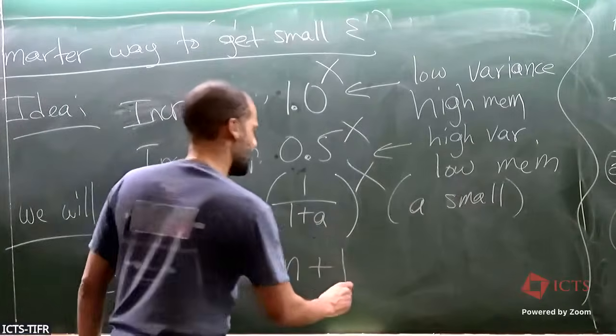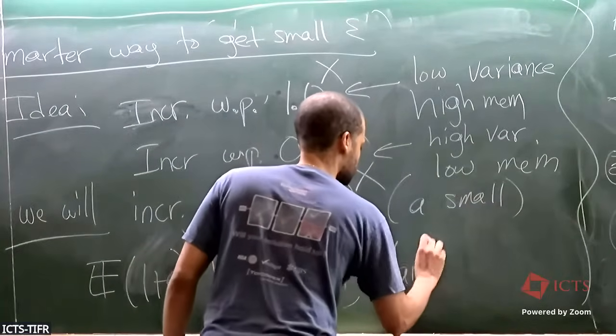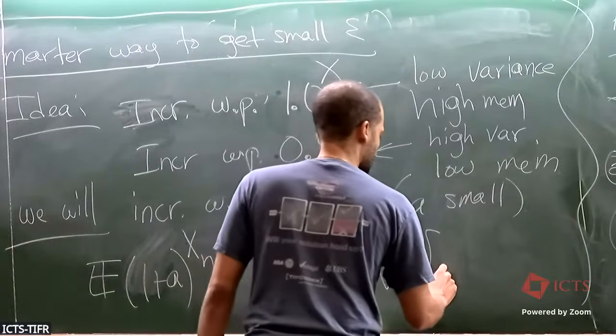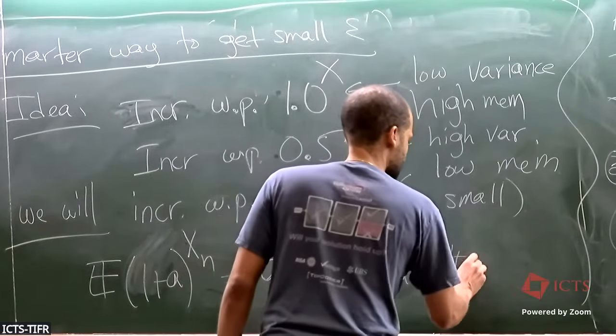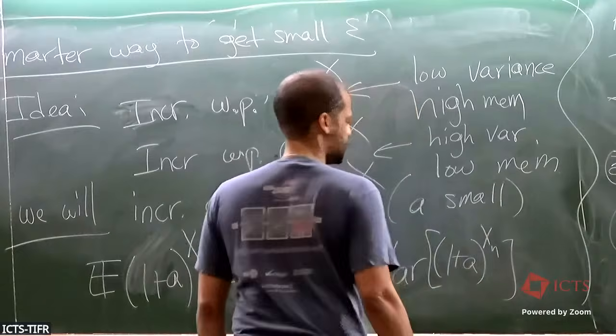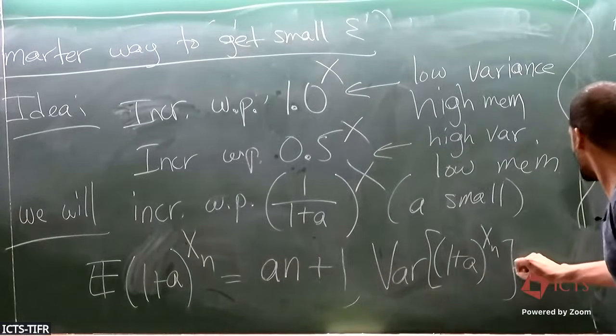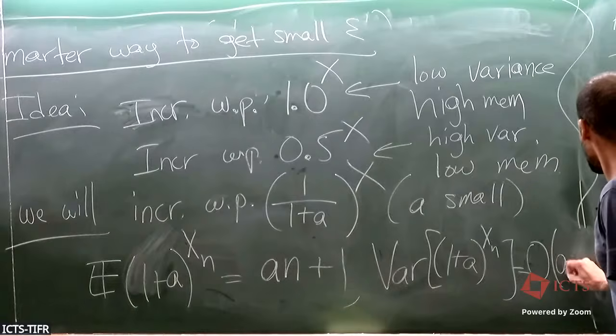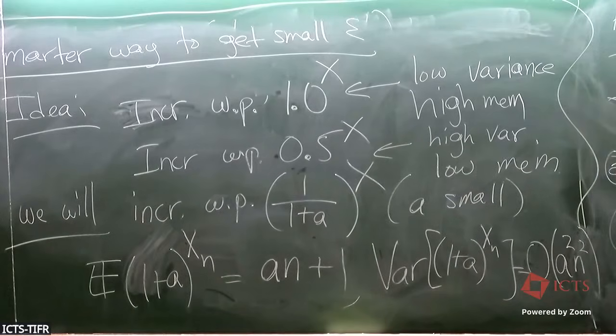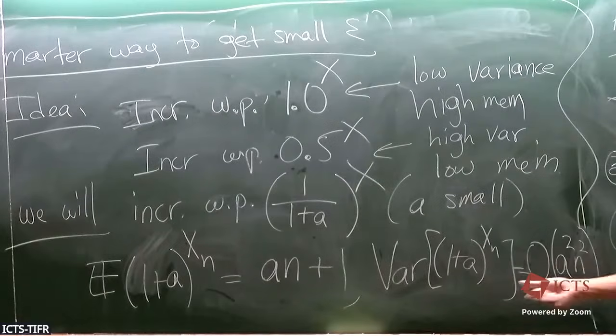You can also prove that the variance of the estimator, (1 plus a) to the xn, is going to be proportional to a squared n squared. You can analyze it. I think I'm right. It's either a n squared or it's a squared n squared. I think it's a squared n squared. But anyway, it goes smoothly to 0 as you make a smaller and smaller. Okay?